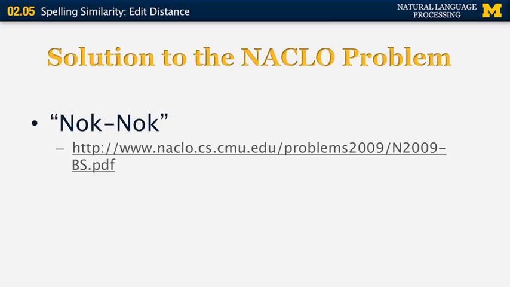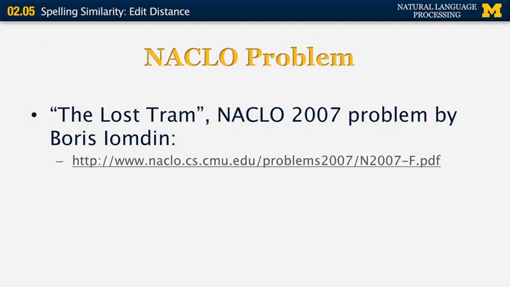And now the solution for the knock-knock problem, it's again available on the external website. You can compare your solutions with the one that was officially accepted. And one more problem from NACLO related to sequence alignment. It's the lost tram problem, part of which I showed you earlier today. It's a NACLO 2007 problem by Boris Yomdin, and its solution is shown on the next slide.